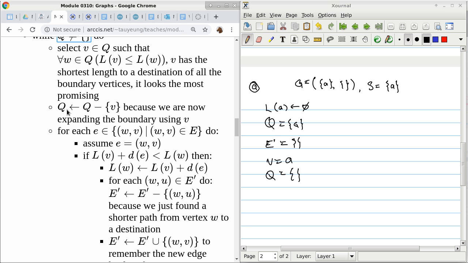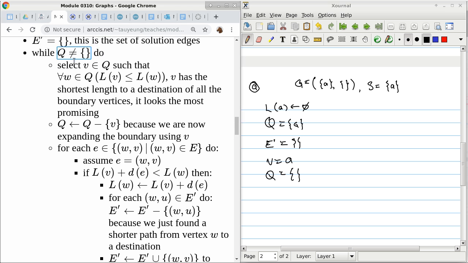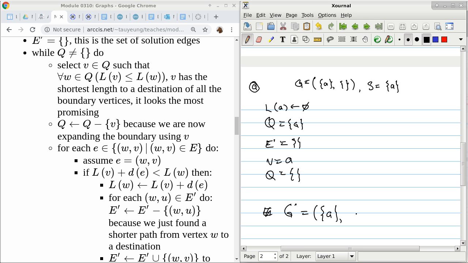So we get back out into the while loop and reevaluate: is Q different from an empty set? Q is the empty set, so Q is different from the empty set is going to be false. And then we get out of the loop. So now, when we get out of the loop, we have exactly these things here. G prime is going to be just A and an empty edge set like that. That would be our solution. But does it make sense?